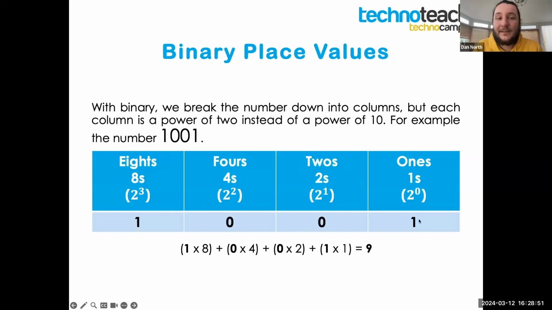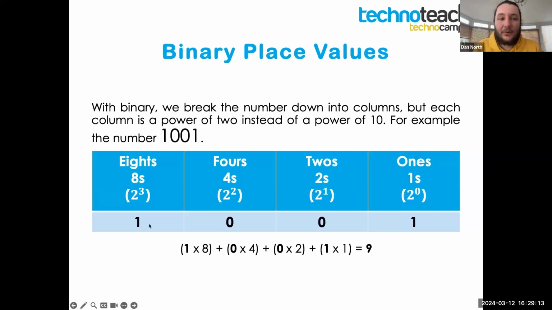Because just as with 10, we have 2 to the 0 is our ones column. 2 to the 1 is our twos column. 2 to the 2, 2 squared, is our fours column. 2 to the 3, 2 cubed, is our eights column.